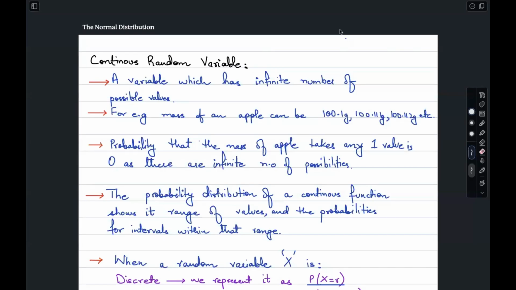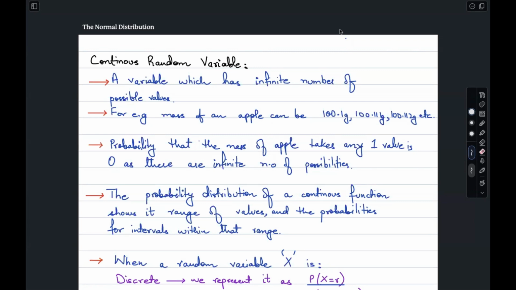In this lesson we'll learn about normal distribution, but first we'll have to understand what a continuous random variable is. Now, we know that discrete variables are variables which can take particular values only, and there are no in-between values. However, a continuous random variable is a variable which has an infinite number of possible values.